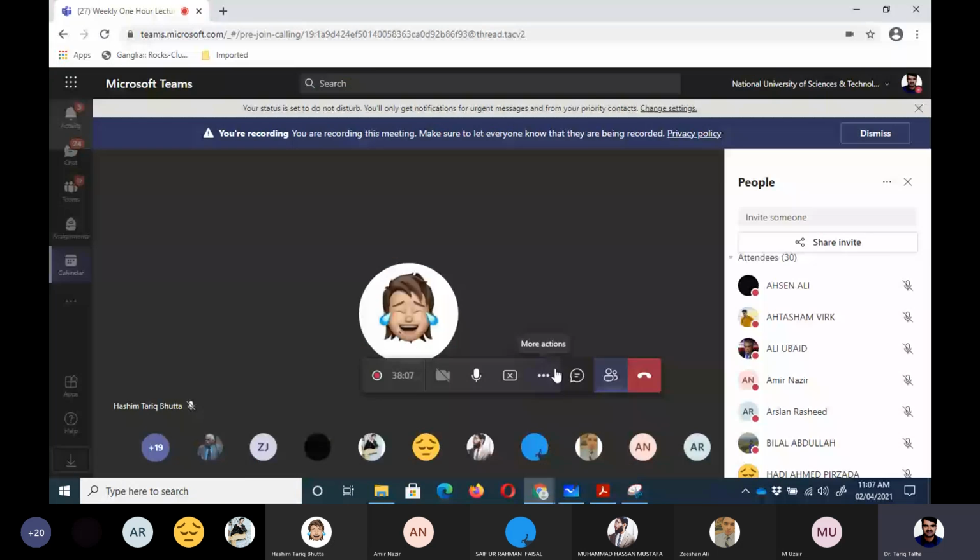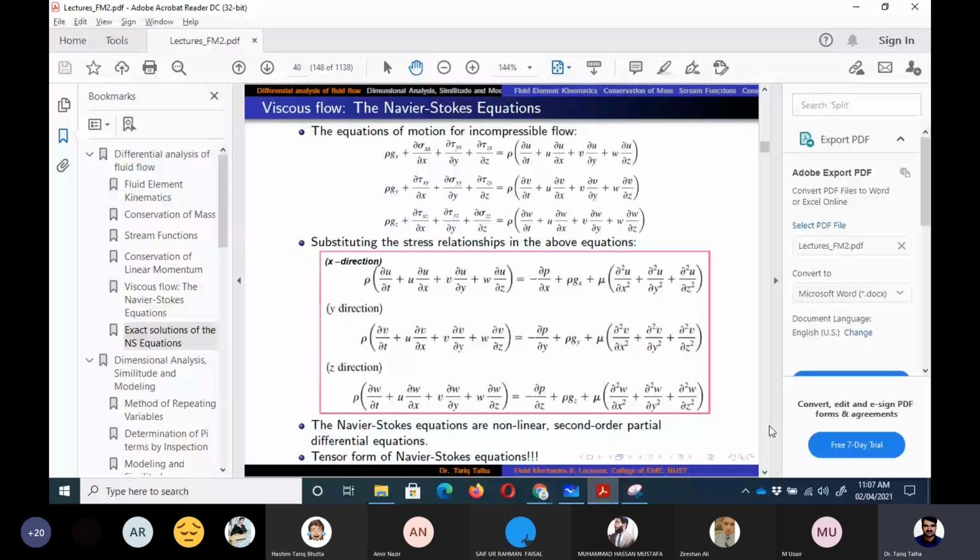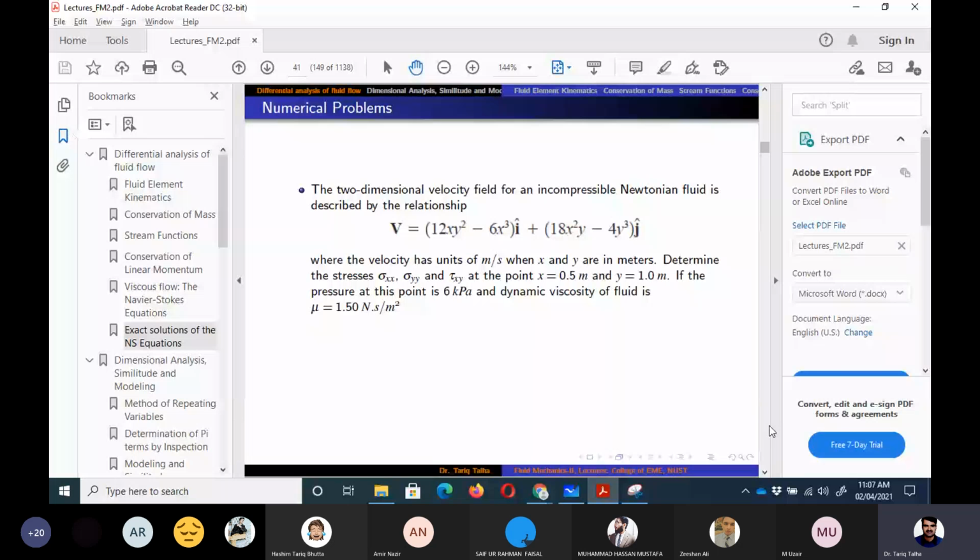Okay, so it means that everything is good. So let's do a quick numerical and then we can move forward. So in this numerical problem, we have the two-dimensional velocity field for an incompressible Newtonian fluid, described by the velocity vector given.